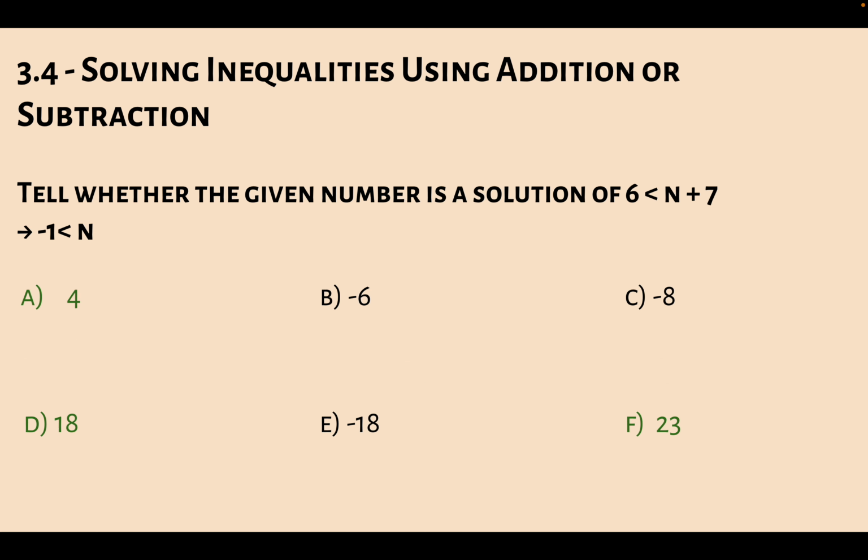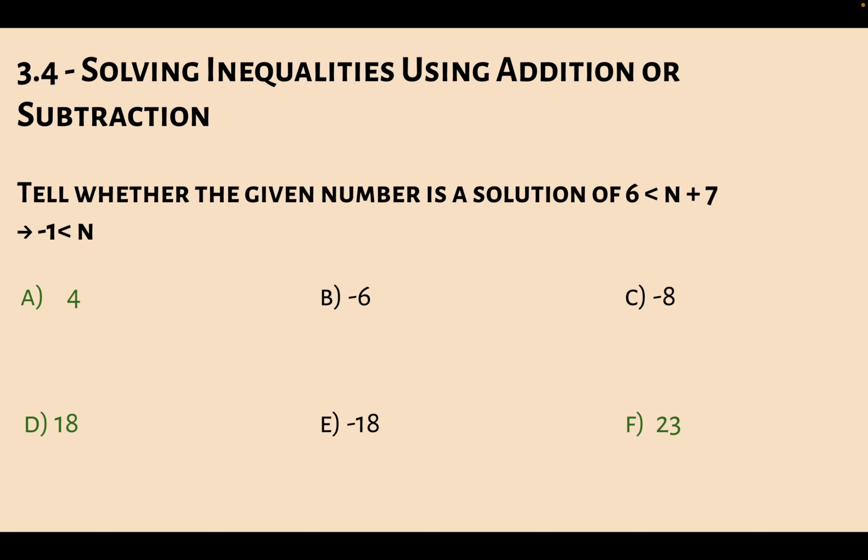Next, we have tell whether the given number is a solution of 6 is less than n plus 7. So this inequality of 6 is less than n plus 7 can be changed into negative 1 is less than n by subtracting 7 from both sides. Looking at all the answer options from A to F, we can see that A is an answer because it is greater than negative 1.